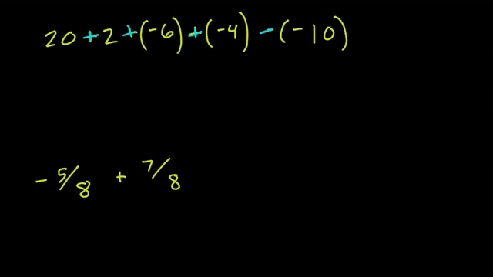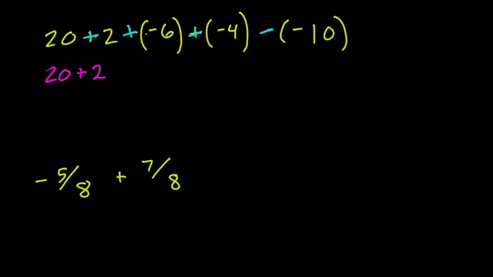My first step in solving this problem is to rewrite it in a way that's easier to read, because I have a plus and then a plus minus and a plus minus and then a minus minus, and that's not fun to think about. So let's rewrite it. We'll leave 20 plus 2, that's simple enough, right? 20 plus 2. Now here I'm adding negative 6.